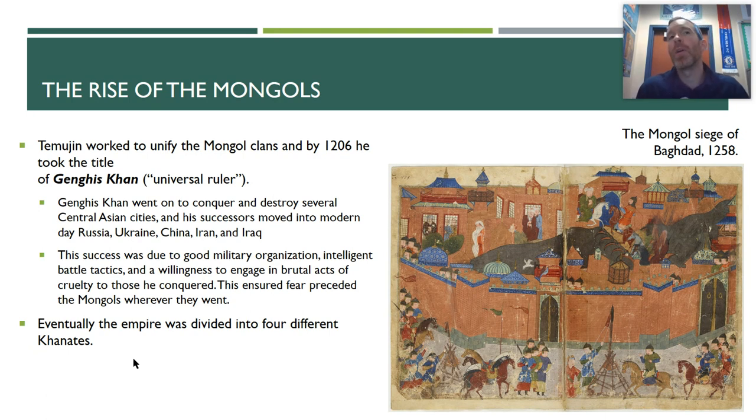They're also willing to engage in really cruel, barbarous acts of destruction and murder and rampages that are just brutal, absolutely brutal. But the point is that it creates a climate of fear throughout the region, so that if you know the Mongols are coming, then your best bet is to probably lay down your arms and just surrender, which happens a lot. So the empire becomes massive.